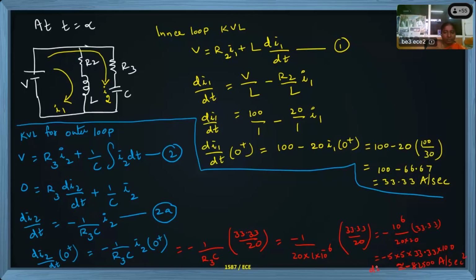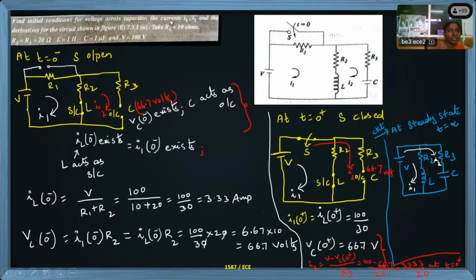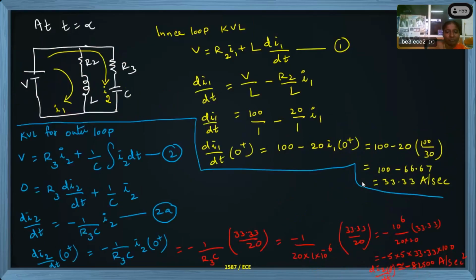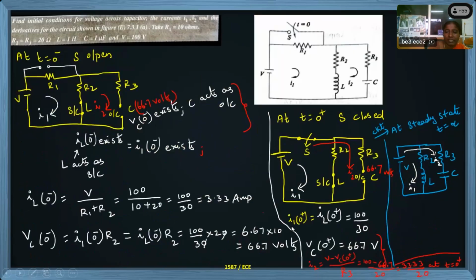This is the first order derivative for I2 current at 0 plus time. So you can see here in the question what they are asking: actual currents I1, I2 and their derivatives. Derivatives means only first order derivatives we have found. Actual current I1 of 0, we have 100 by 30. I2 we are calculating using the KVL, because voltage is developed in the capacitor. Straight away we cannot write I2 current is 0. Some small initial current had been flowing for which voltage is developed.